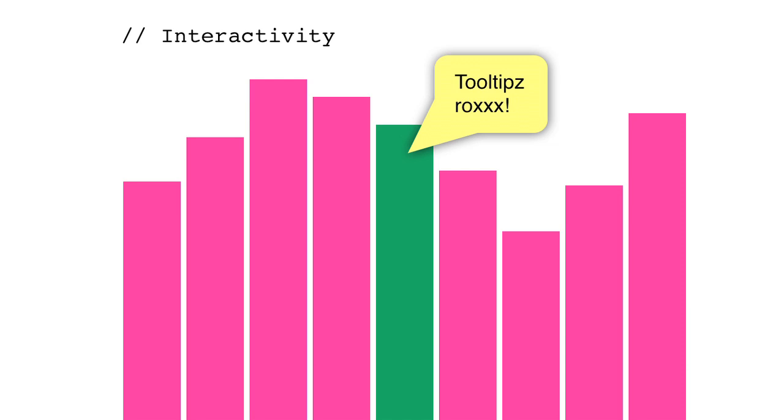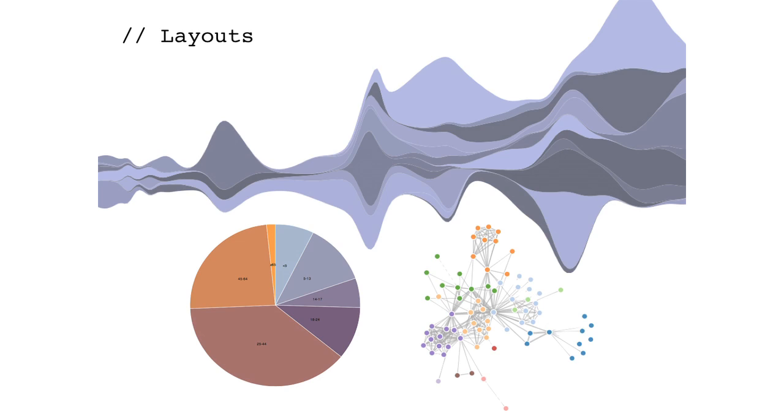Interactivity, of course. Everybody loves awesome tooltips. I prefer yellow ones. Please don't make them in any other color. D3 is really helpful with this too. Sort of like jQuery, if you've used that, it lets you very easily bind functions to events so that you can have things respond to user interaction, which is really nice.